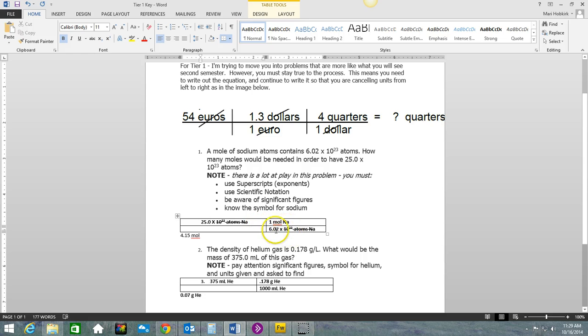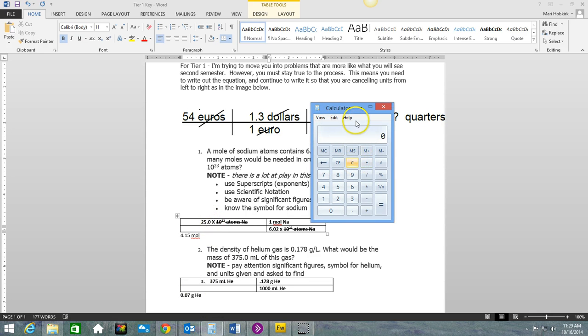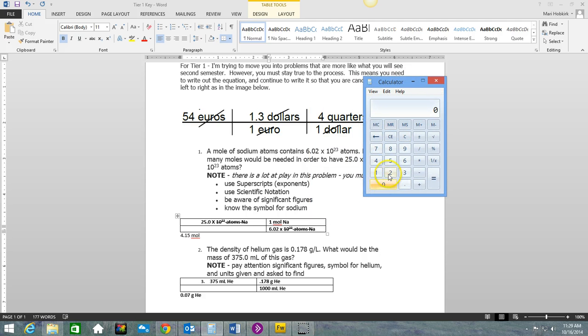And then I know that 6.02 times 10 to the 23rd atoms, I have to put that on the bottom so that those units cancel right away. I know that this is equal to 1 mole. So really, the times 10 to the 23rd atoms Na, or sodium, that's what cancels. And I'm left with 25, and if we bring up our calculator, I know I have 25, and it's divided by 6.02.